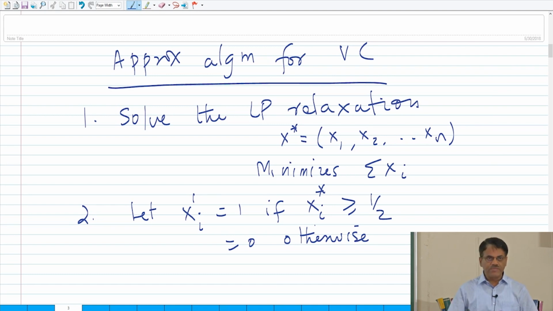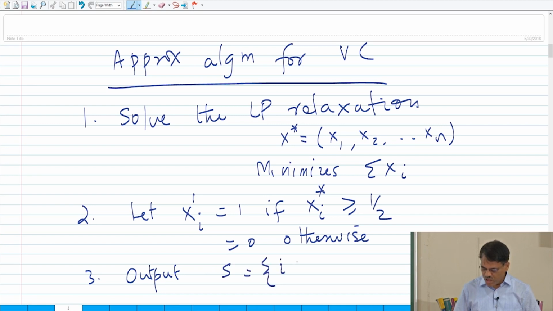Whenever xi prime is 1, I put it in my vertex cover, and whenever something is 0, I do not put it in my output. I have not yet proved it is a vertex cover. So, now I am going to output S, equal to the set of all i in the vertices such that xi prime equals 1.